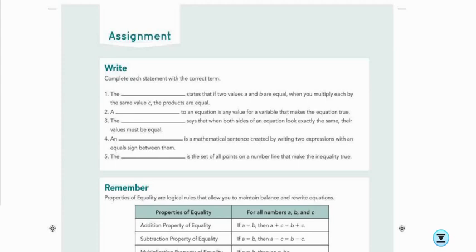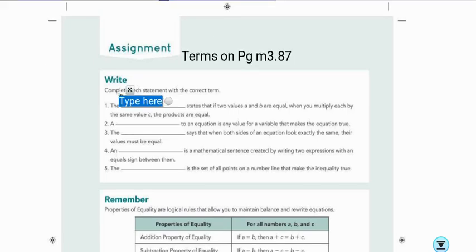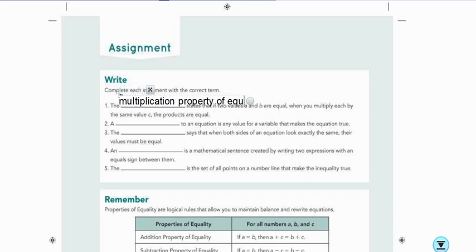The first part of the assignment says to complete each statement with the correct term. Page number M387, you can see some of the terms that you will use during this section. The first one says the blank states that if two values A and B are equal, then when you multiply each by the same value, the products are equal. And so this is called the multiplication property of equality.